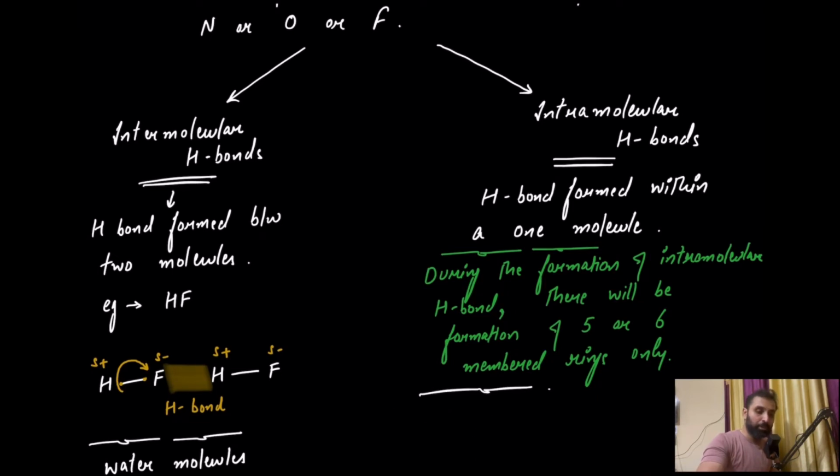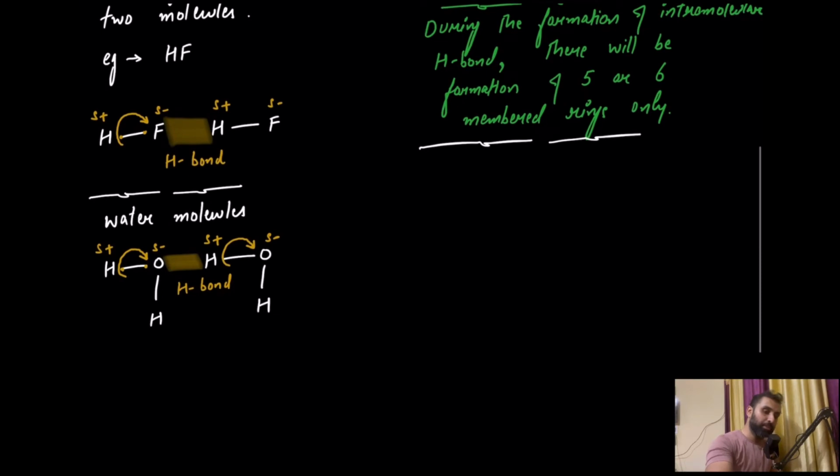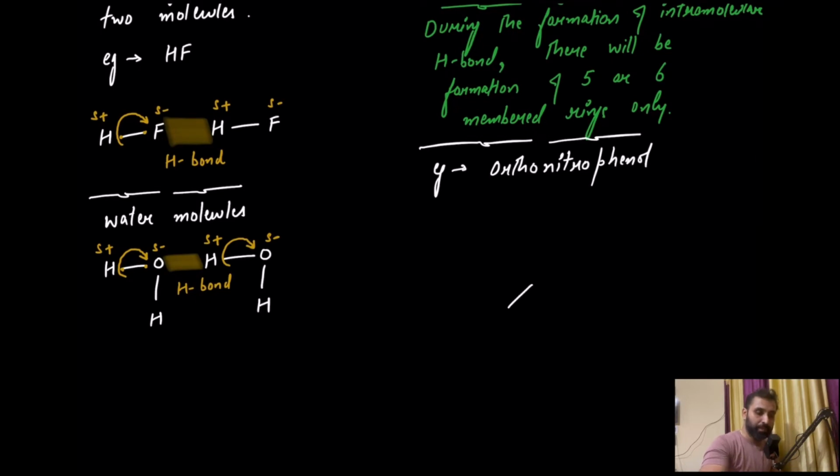The intramolecular hydrogen bond is formed in orthonitrophenol. My example for this case is orthonitrophenol. Its structure is, that's the benzene, that's the oxygen and hydrogen.